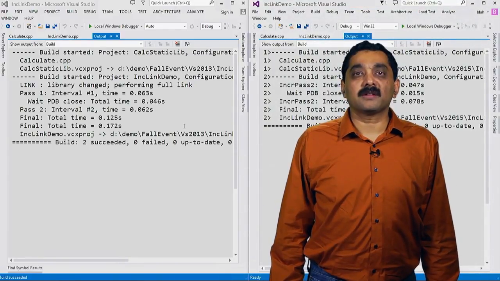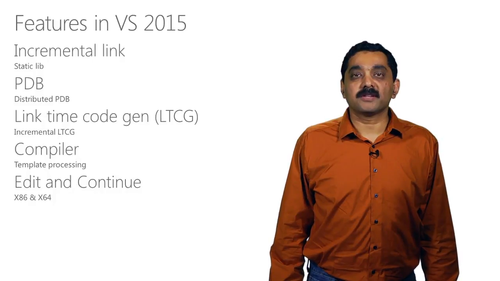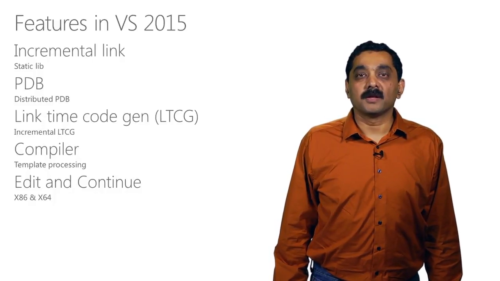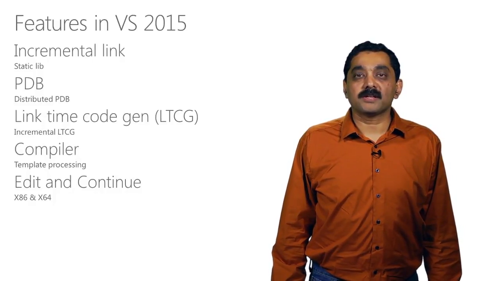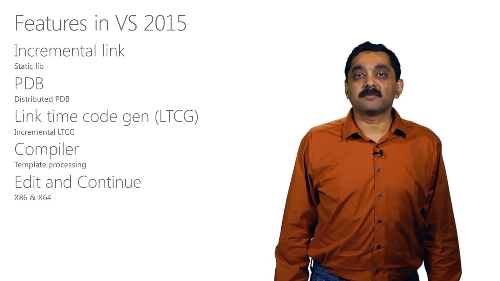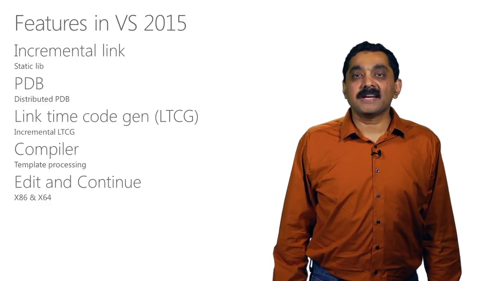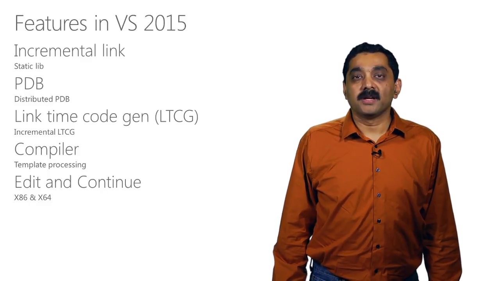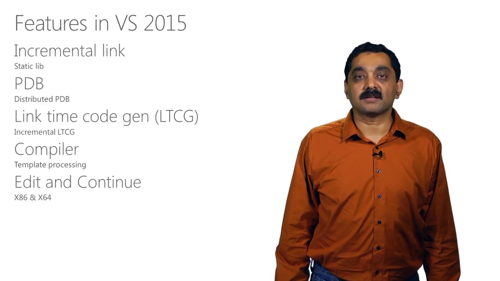In addition to incremental linking, here are the other improvements in Visual Studio 2015. We have worked to speed up PDB generation by leaving the debug information in object files, enabled incremental link time code generation, and sped up template processing code. Another great feature that everyone has requested, and that will be in Visual Studio 2015, is edit and continue. It improves the debugging experience by allowing you to continue your debugging session after edits without having to restart.